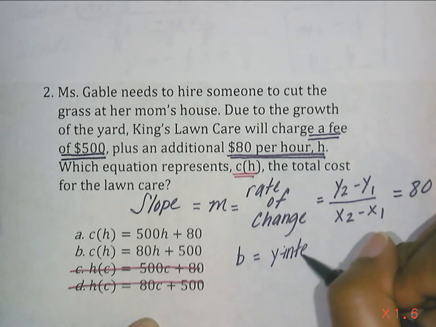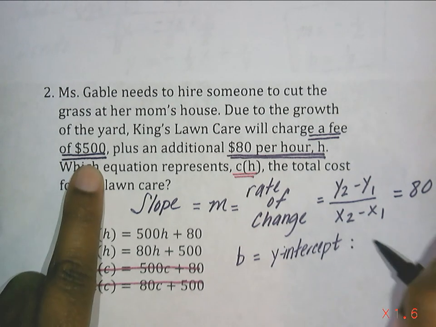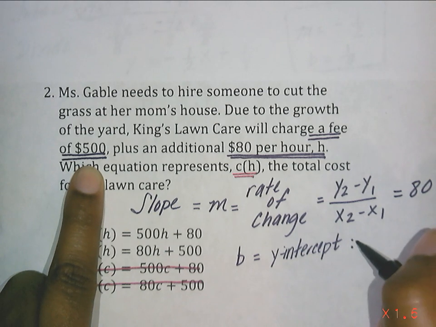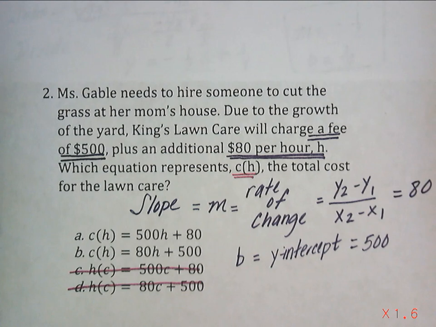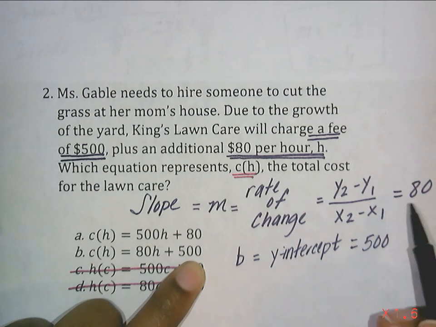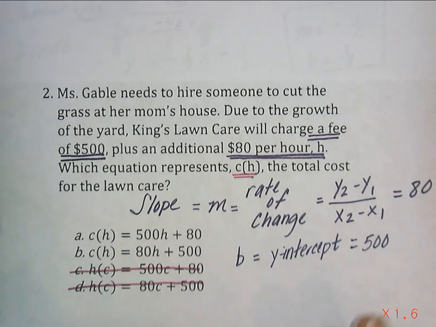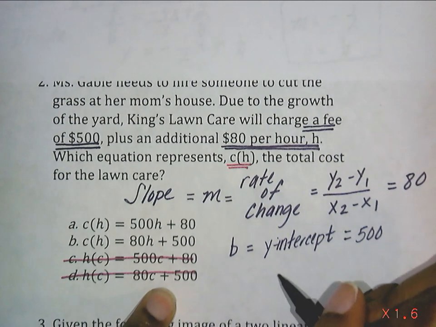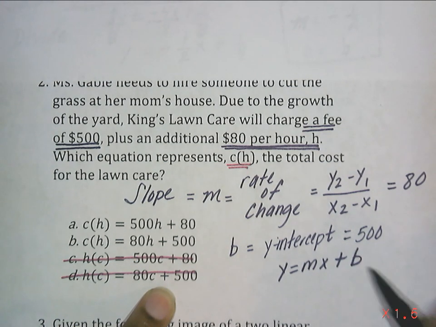Whoops. At the very beginning, no matter what, they're going to charge me $500 just for showing up. So I ask you for an equation that represents the cost. Well, if the slope is 80 and the y-intercept is 500, well, I know that you're still used to that equation. Y equals mx plus b.